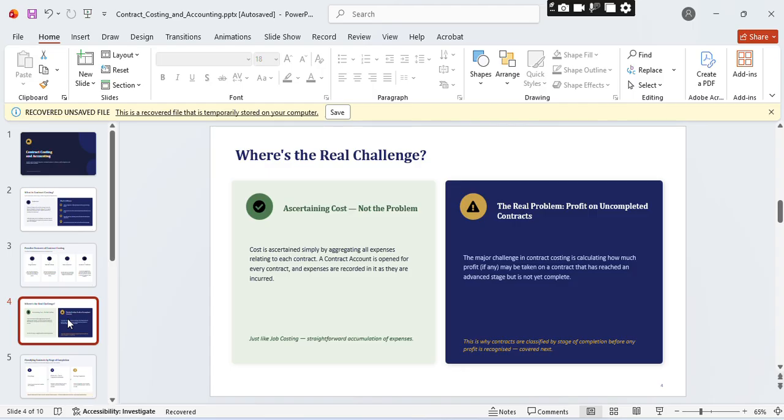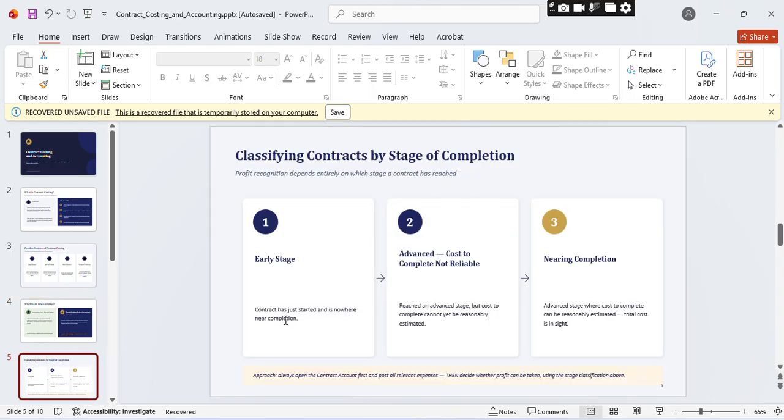Okay, so what we are saying is that in job costing, in contract costing, one of the issues that we have is having to recognize the profit to be taken on uncompleted contract, because the contract involves stages, okay? And we have three stages, which are the early stage of the contract, the advanced stage, and the nearing completion stage, okay? And we know that full profits can be only recognized when the job has been completed.